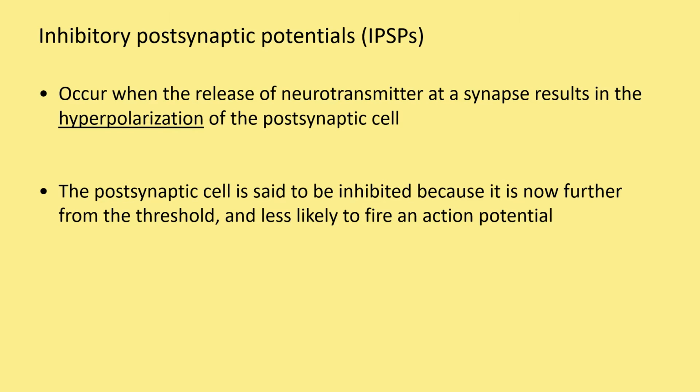And that is called an inhibitory postsynaptic potential, or an IPSP. We say it's inhibitory because now that cell is further away from the threshold, and even less likely to fire an action potential. So we say that that postsynaptic neuron is now inhibited. It's like the presynaptic neuron went, shh, don't fire an action potential. Because it's hyperpolarized, it's less likely to reach threshold.